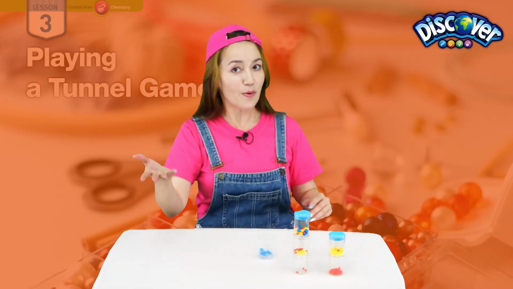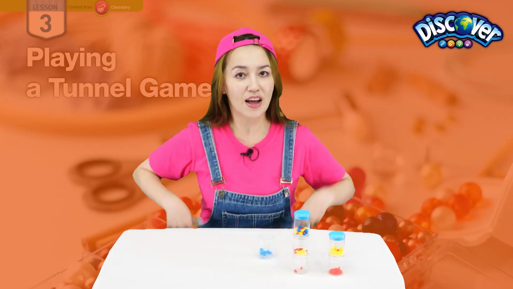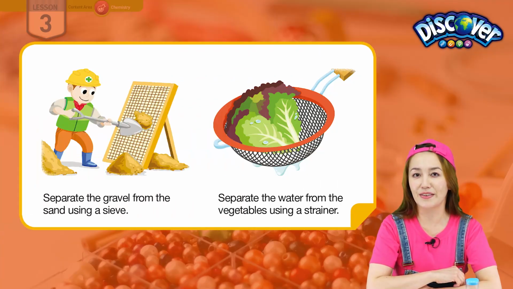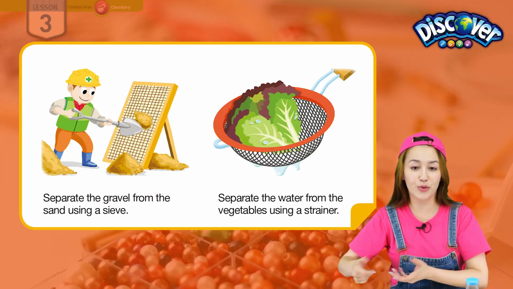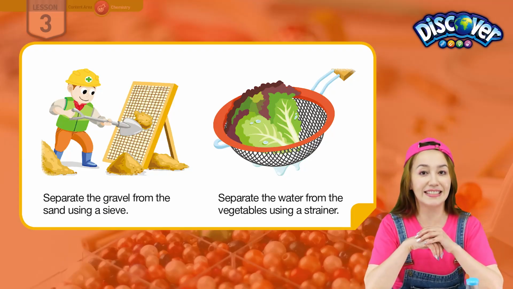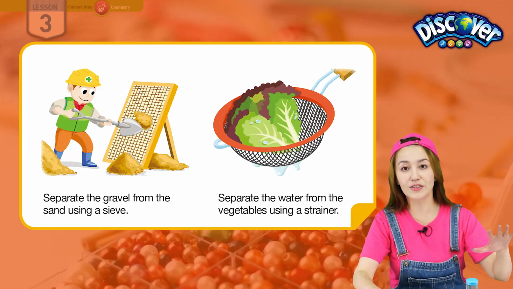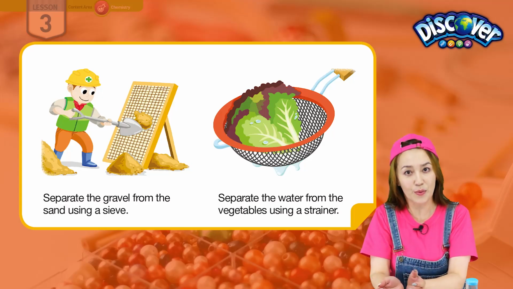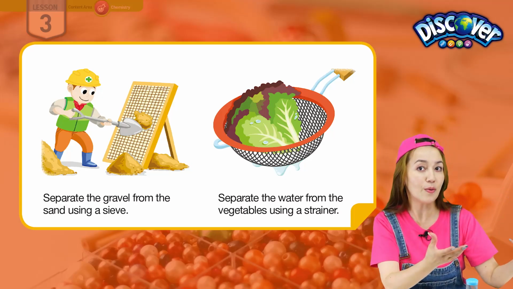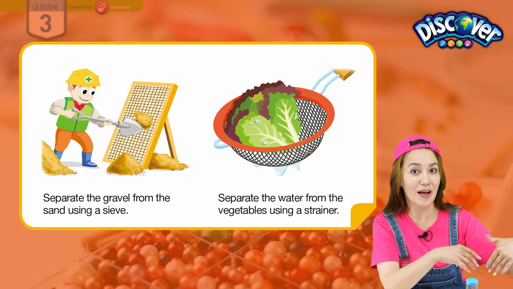All right, think more. When can we use a mixture and separate them? Look at the first picture. There is a construction worker and he is throwing the gravel or the sand onto a sieve. So when it falls onto the sieve, the tiny grains of sand go to the bottom, and then larger pieces of wood or something else will remain on top.